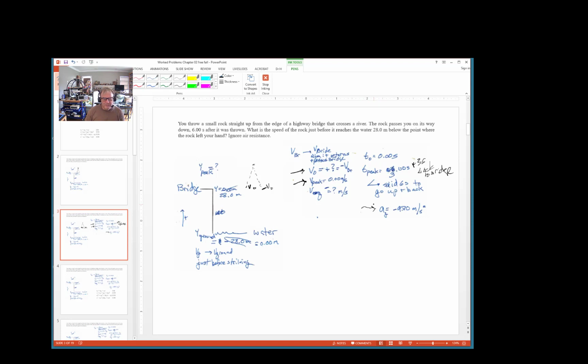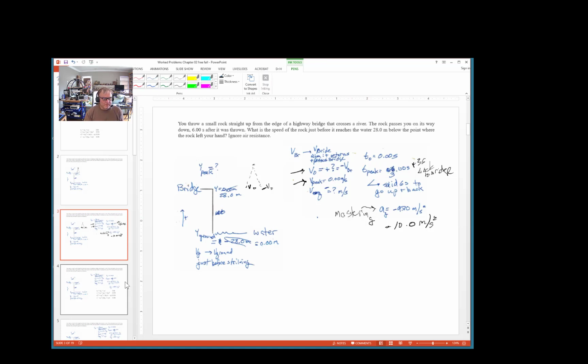Now, I have said it before, and in an exam you can use 10.0 meters per second squared. It's just Mastering. If you don't use 9.8, Mastering will tell you your answer is wrong.